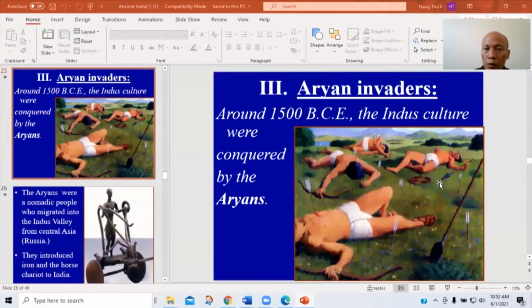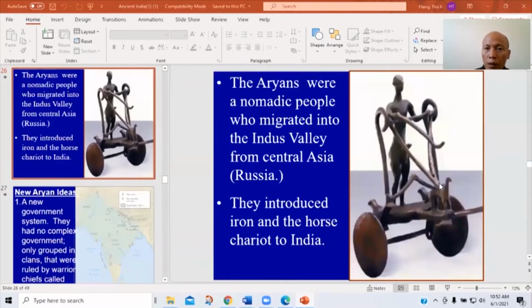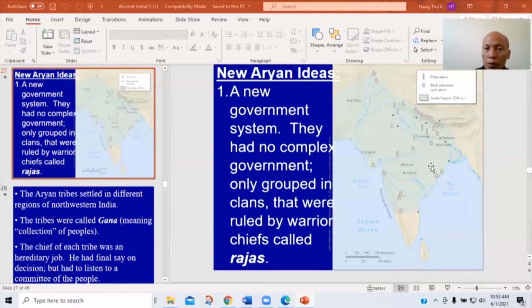Around 1500 BC, the Indus culture was conquered by the Aryans, who came from the Far East. They were nomadic people who migrated into the Indus valleys from Central Asia. They introduced iron and the horse-drawn chariot to India, like here. With the new Aryan ideas, they established a new government system, but with no complex structure. They only grouped in clans that were ruled by warrior chiefs called Raja. So here is along India.